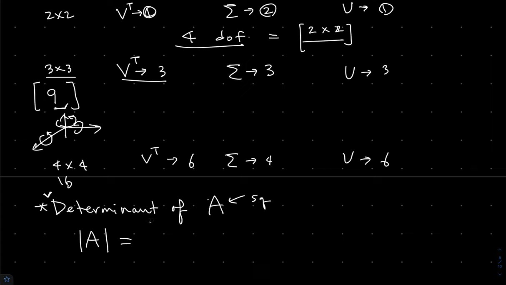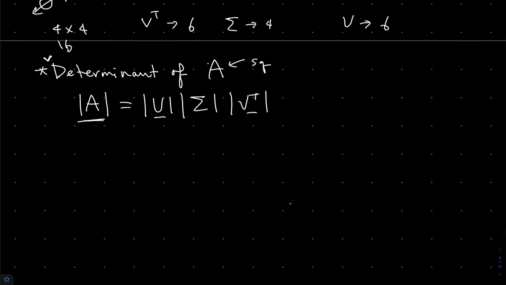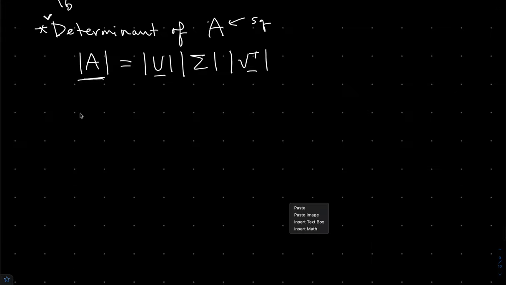For this A, if we factorize A into U sigma V transpose, the determinant of A is the product of the determinants of U, sigma and V transpose. But we know that U and V transpose are orthogonal, orthonormal matrices, and these will have determinant 1. We mentioned that before, right? These orthogonal matrices are similar to e to the i theta, and the norm doesn't increase. So this has determinant 1, this has determinant 1. So the determinant of A is equal to the product of the singular values.